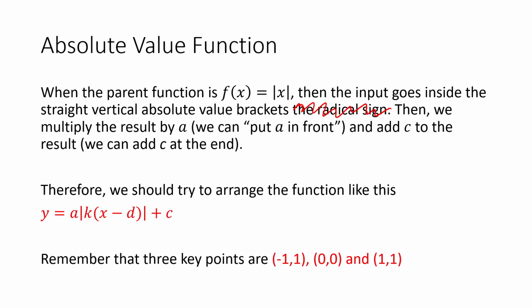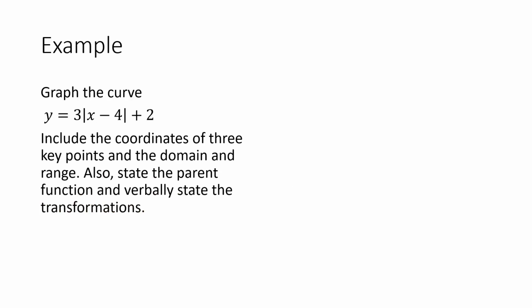So we want to rearrange the function to look like what we've got written at the bottom. Just trying to get my pen back. There we go. We want to rearrange algebraically so that it looks like that. And we're going to remember that 3 key points are (-1, 1), (0, 0), and (1, 1).